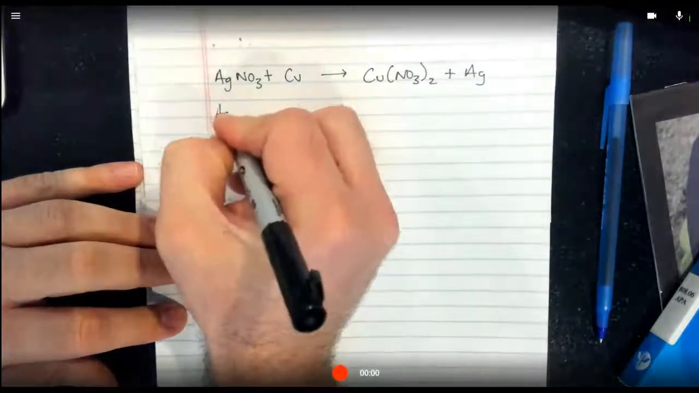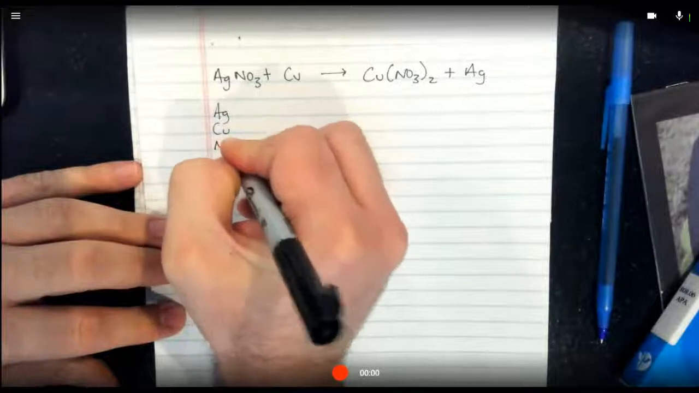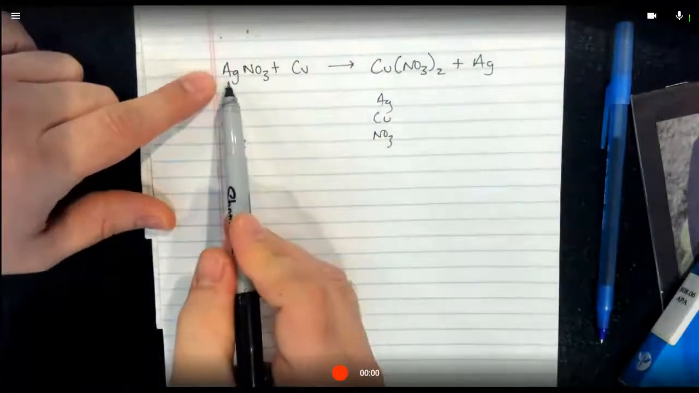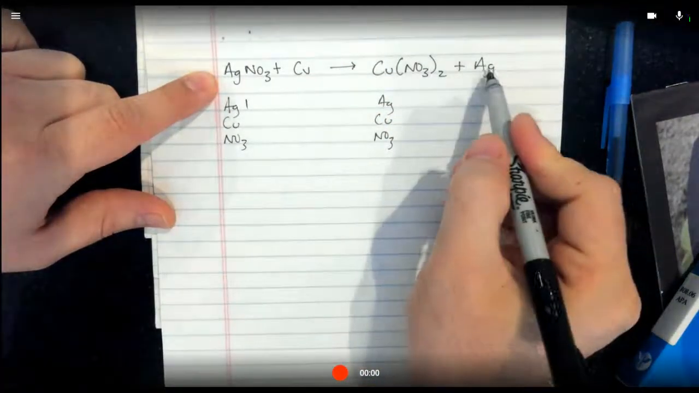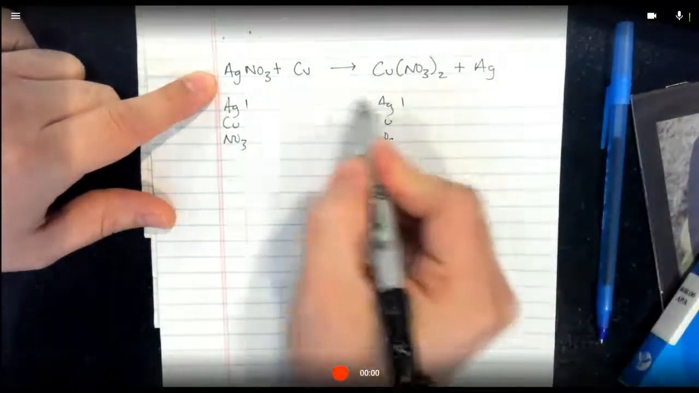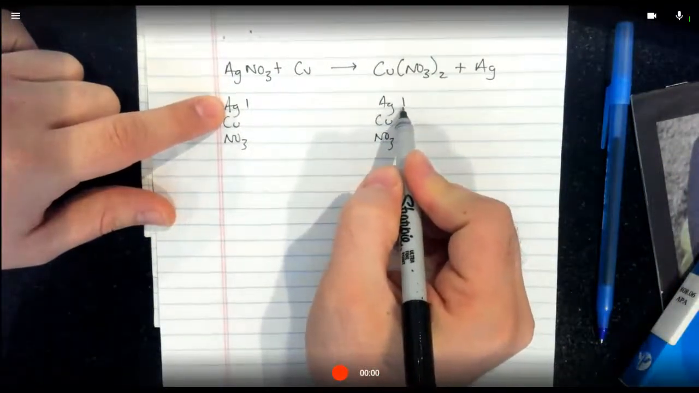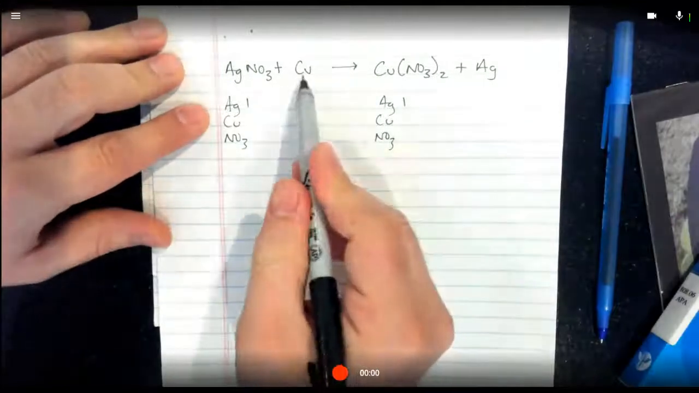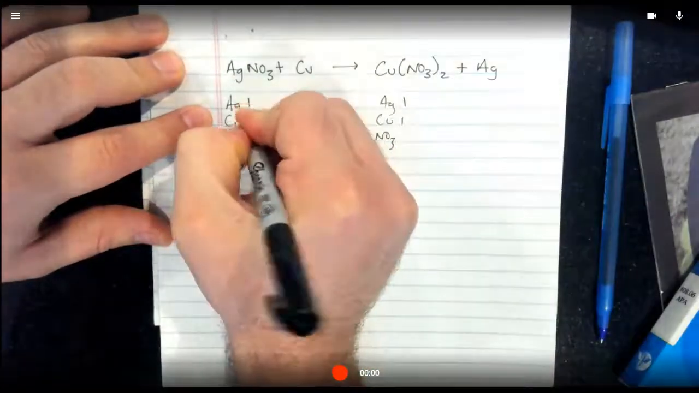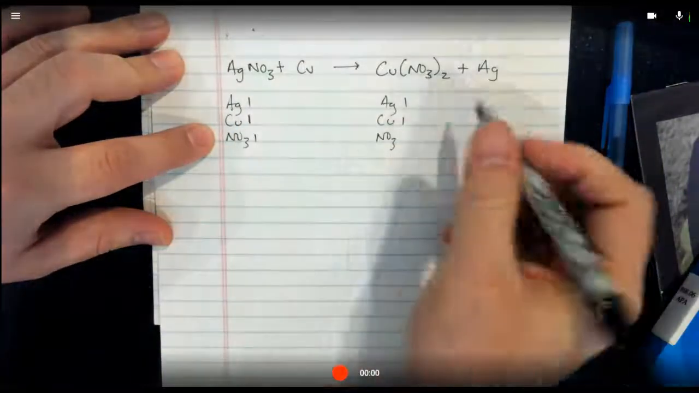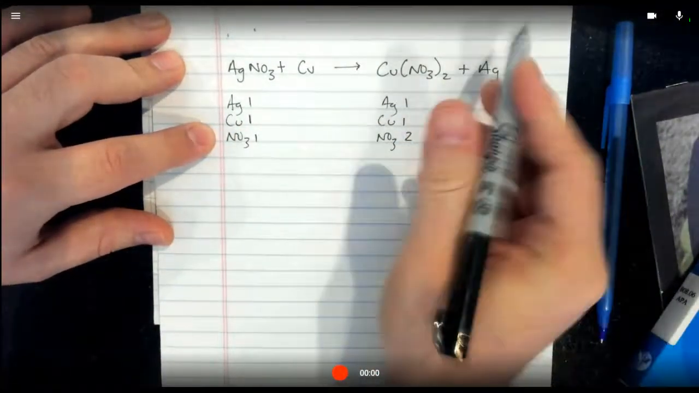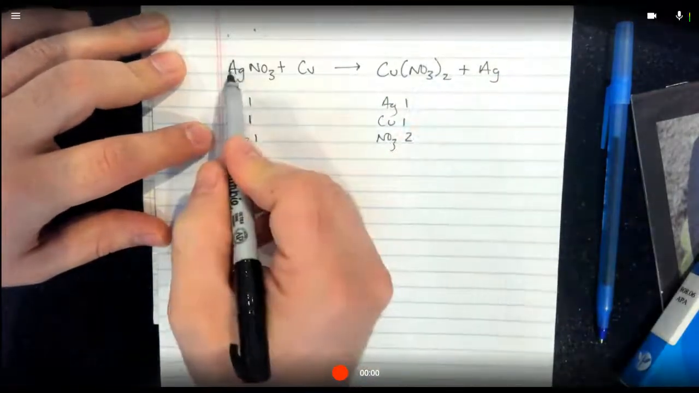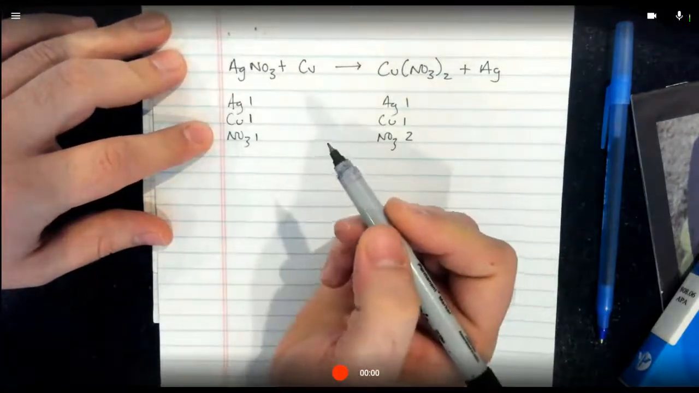So we have silver, we have copper, and we have nitrate. So right now we have one silver atom on the left side, and we have one silver atom on the right side. So when these two values equal, it's balanced. But we need to complete the balancing for all of the substances present, not just silver. So we have one copper. So that's balanced. Nitrate, we have one. Nitrate, we have two. So since we have two nitrates on the right-hand side with the correct written chemical formula, we need to make sure we have two nitrates on the left side.